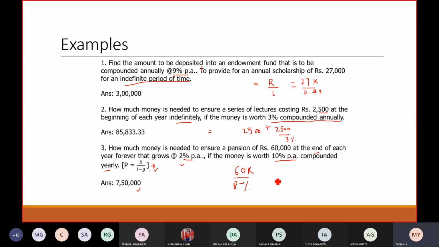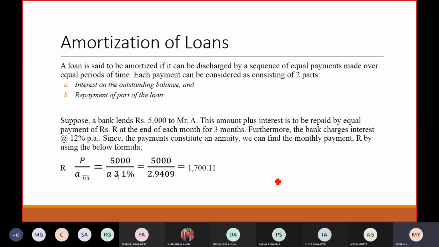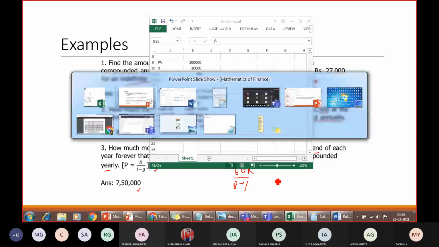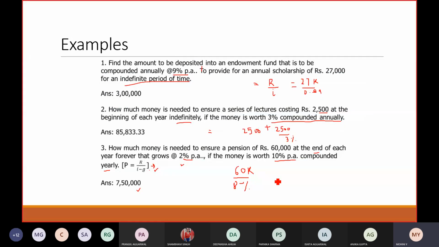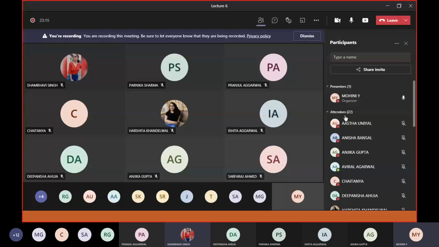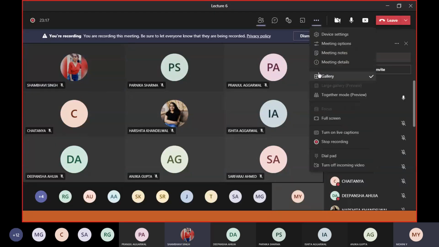So these are the questions for your perpetual annuity. In the next class, we'll start with amortization of loans. Okay, so we have covered all the 5 annuities. Anyone having any doubt, please ask me. No doubts? No, ma'am. Okay.